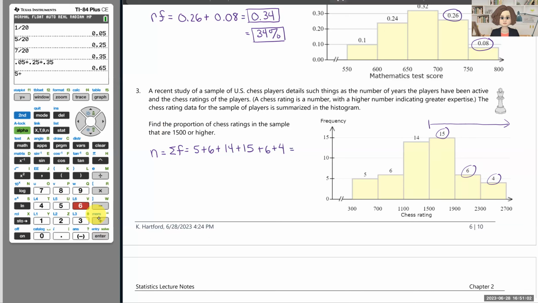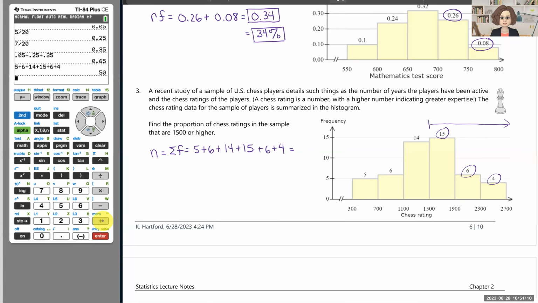And I'll just double check here. I think that that is 50. Indeed, 50 players are summarized in the histogram, and we want the relative frequencies. So that first group would be 15 players out of 50. The next group, 6 players out of 50. And the next group, 4 players out of 50. I'll go ahead and write them each separately as a relative frequency, just so we can talk about it here.